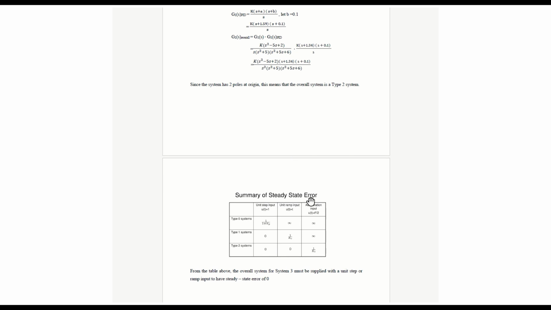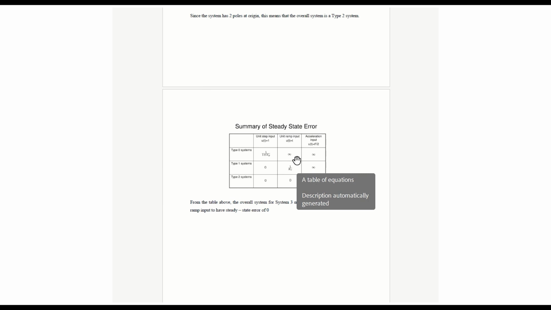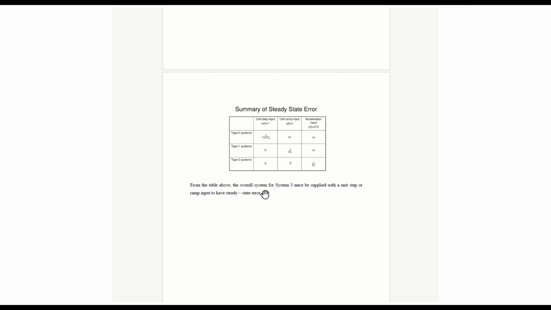So the overall equation for system transfer function is we cascade everything, so we get this. So from here we must compare it with this steady state error table. So we know that we have two poles at the origin, which means that this system is a type 2 system. So with a type 2 system, we know that if we supply a ramp input, the system steady state error will equal 0.